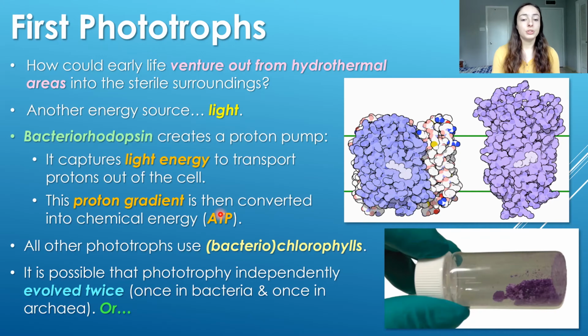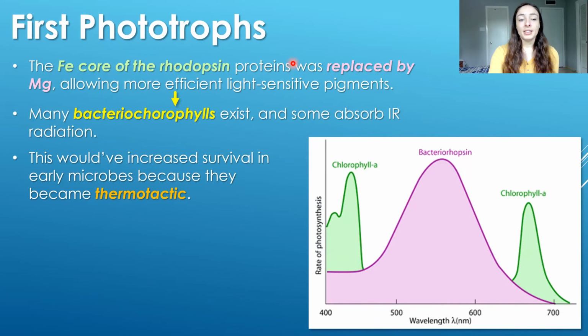But all other phototrophs use chlorophyll or bacteriochlorophyll as their light-absorbing pigment rather than rhodopsin. So it's possible that phototrophy evolved twice, once with rhodopsin and once with chlorophyll, but it's more likely, or I've seen more references that say, that the iron core of rhodopsin proteins was eventually replaced by magnesium, allowing more efficient light-sensitive pigments called bacteriochlorophylls. We can see in the figure down here that chlorophyll, which isn't the same as bacteriochlorophyll, but I'll explain that later, absorbs different wavelengths of energy, both lower and higher, than bacterial rhodopsin does.